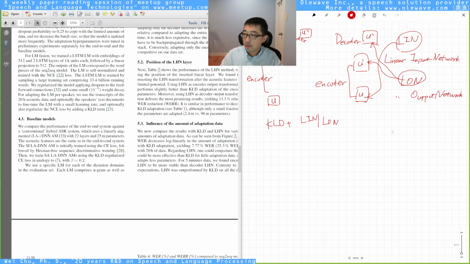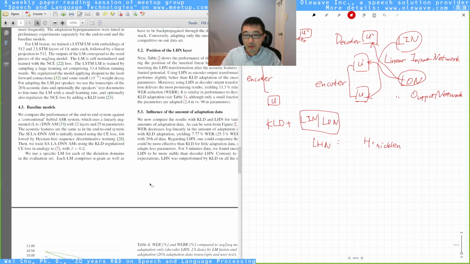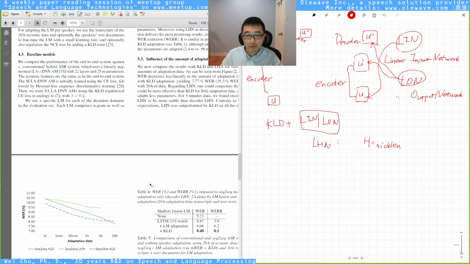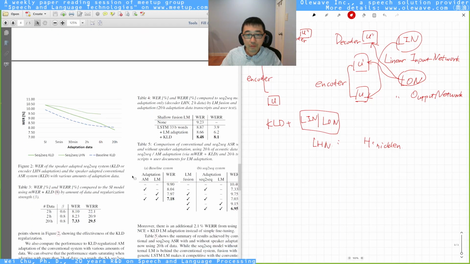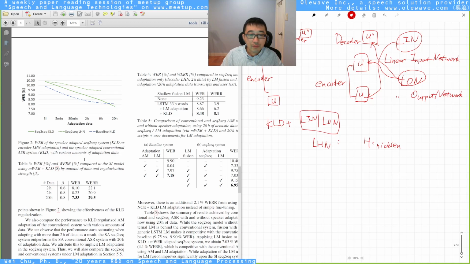Yeah, I think I want to get this. I think he actually means LHN. But I think those are the namings. They don't make much difference to me. The H stands for hidden. Okay. Yeah, I think those are hidden layers. Okay. There is a very interesting result showing in figure number 2.